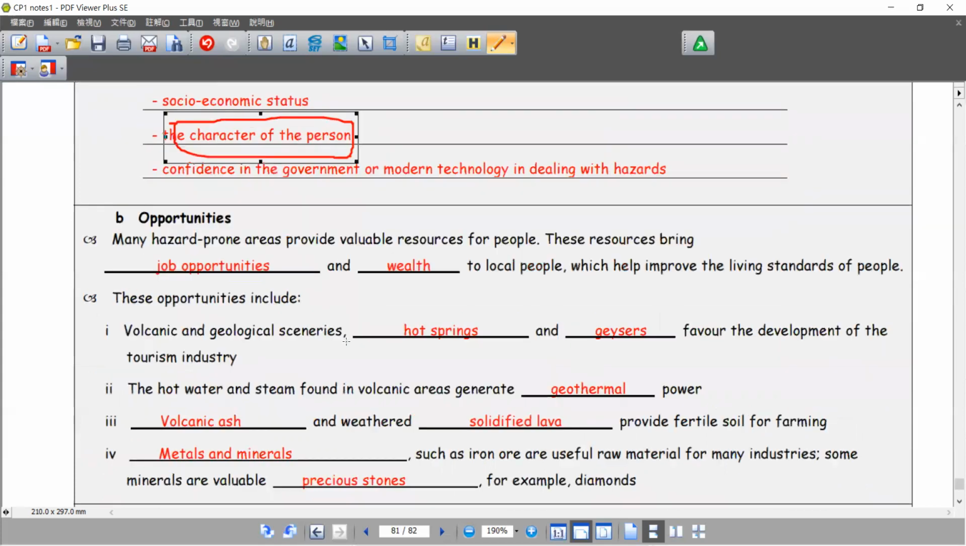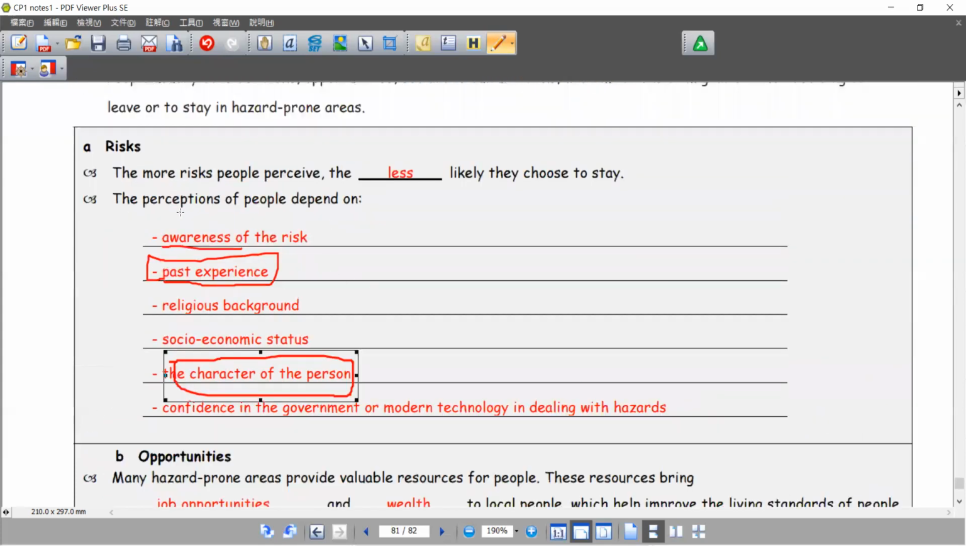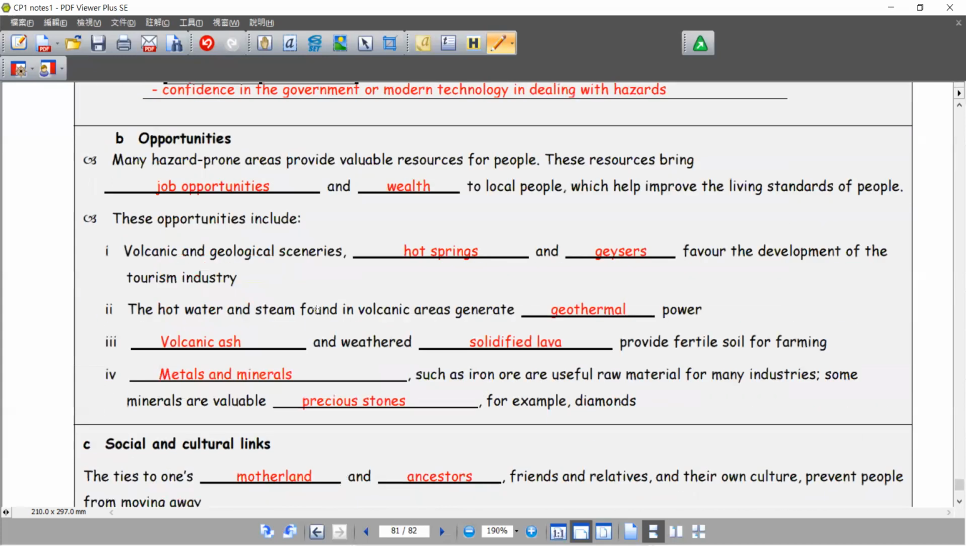But opportunities, because although there's a lot of risk, there are also some opportunities forcing the residents to live in there, in order to obtain the opportunity next to the hazards. For example, the job opportunities in Japan, Tokyo, and wealth there. So it can also improve the living standard of the people. So it's not going to have a lot of incentive for the people to move away, because a lot of incentive is right there attracting them to stay there.